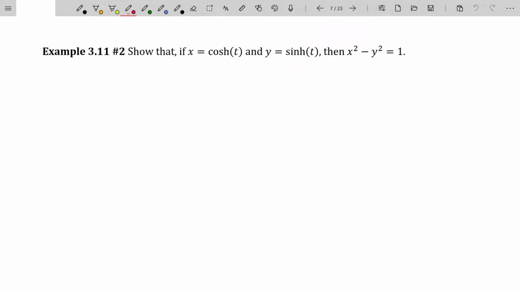So why do they call them hyperbolic functions? Well, let's show that if x is equal to cosh of t and y is equal to sinh of t, then x squared minus y squared is equal to 1.